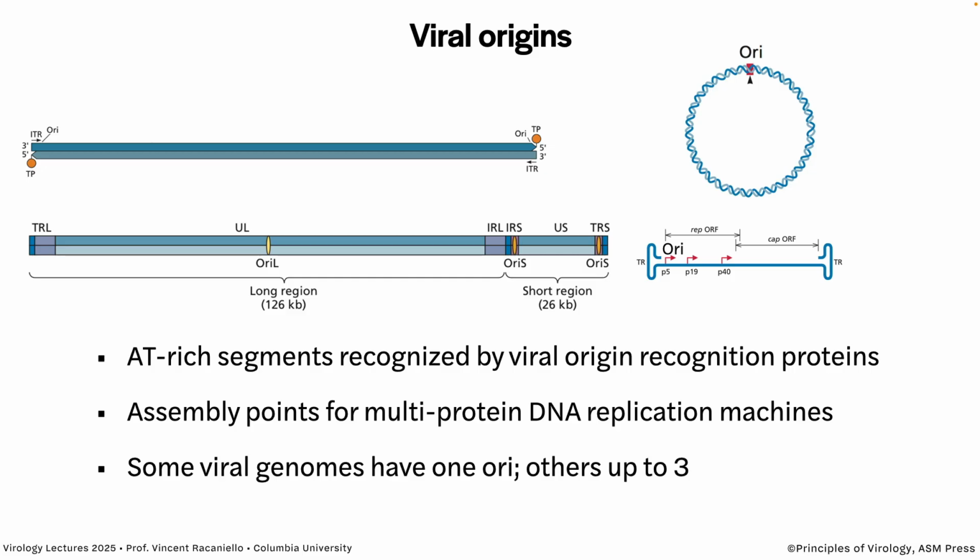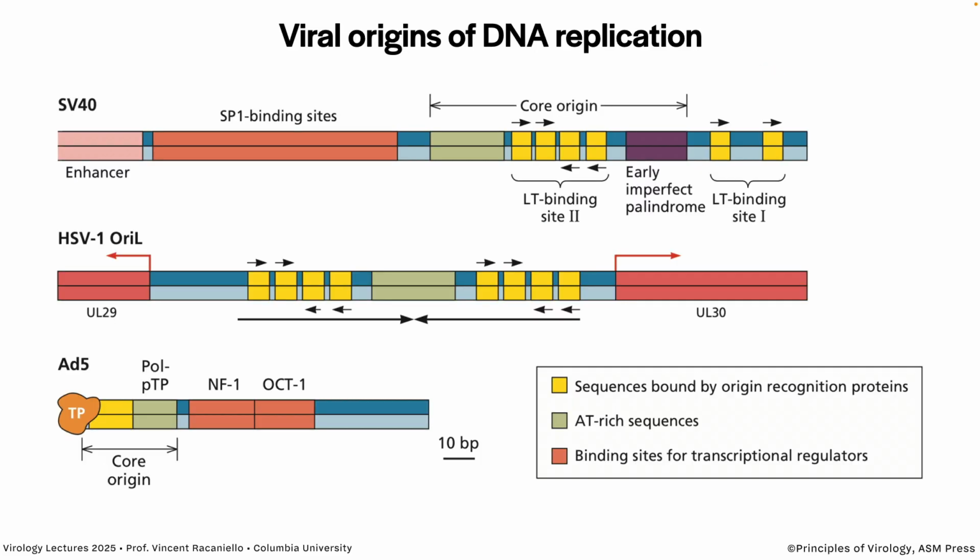All right, let's talk very briefly about origins of replication. We've mentioned them in terms of SV40, which has one origin. Adenovirus has one at each end. Herpes virus has three. What are they? These are segments recognized by viral origin recognition proteins. They're typically AT-rich to facilitate their denaturation so that the polymerase can get at both strands. And that is where the replication machines assemble. And as you've seen, some have one and some have multiple origins.